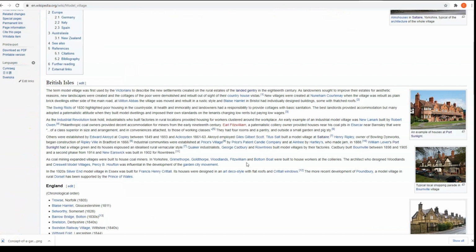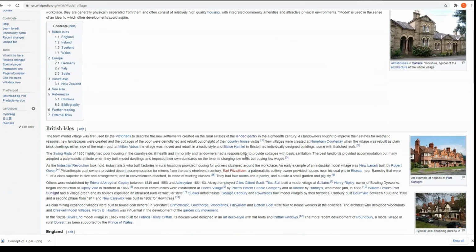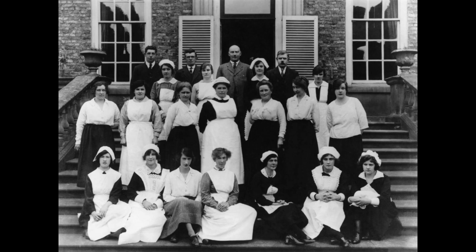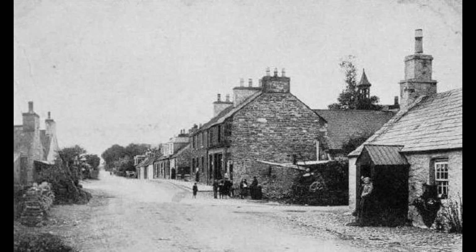So back to the British Isles, and where are we? The model village. So yeah, the rural estates were owned by the landed gentry, who were people who just happened to own all the land, and they could live off basically us, the sweat of us. They just rent it out, and they say, oh yeah, we'll give you a place to live. Just work 60 hours a week and give me 80% of your money.